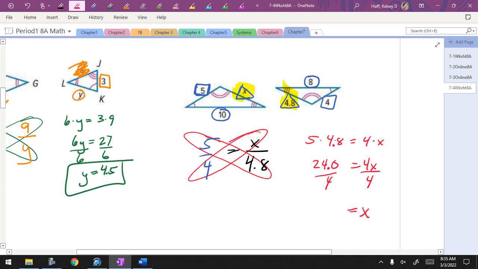Did you get 6? Yeah. 5 times 4.8 is 24. 4 times x is 4x. Divide by 4, you get x equals 6.